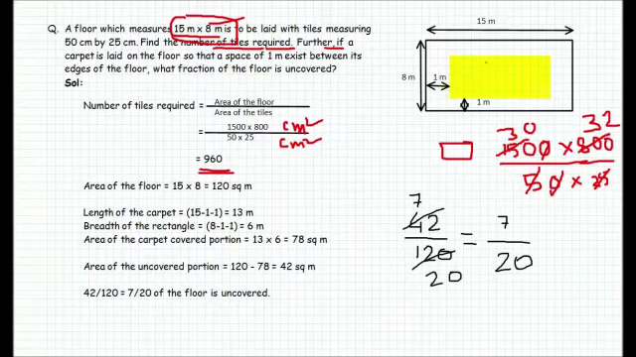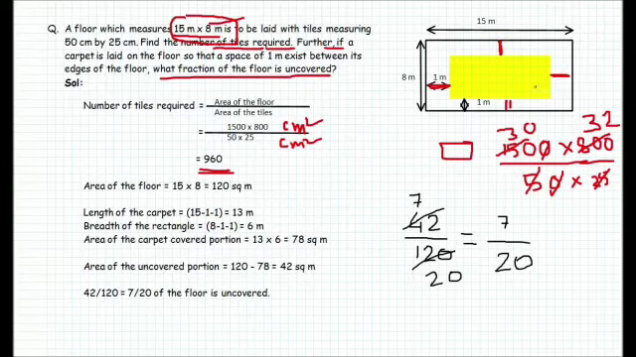That means this is the carpet. Okay, this yellow carpet is here, and I put it in the right center of the room, and from the edge of the room or edge of the floor to the carpet, there exists a space that is 1 meter. Here it is also 1 meter, here it is also 1 meter, and here it is also 1 meter. Now the question is what fraction of the floor is uncovered?